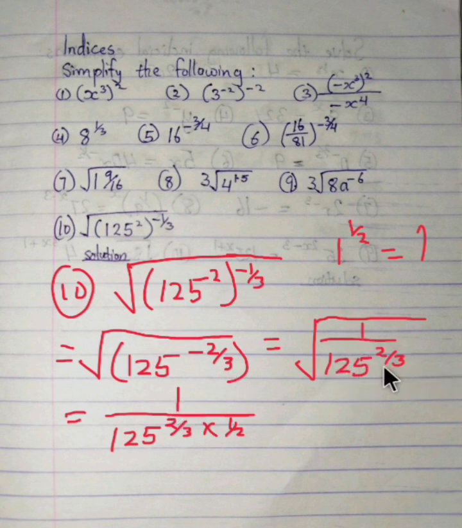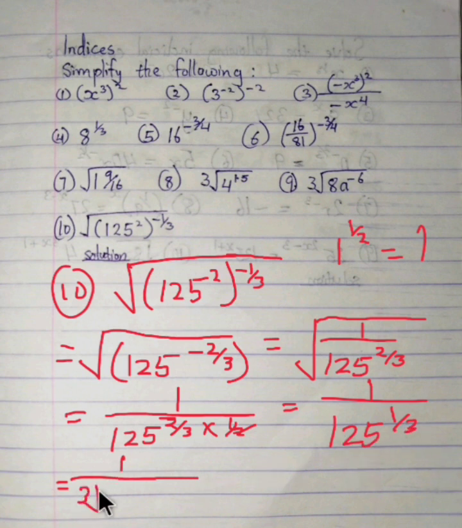Then 125 raised to 2 over 3 times 1 over 2, so 2 cancels 2. We are left with 1 over 3. So we have 1 over 125 raised to the power 1 over 3. Now the denominator 3 means that's going to be the cube root of 125. If you multiply 5 three times, it's going to give us 125: 5 times 5 is 25, times 5 is 125. So the answer is 1 over 5, because 5 is the cube root of 125.